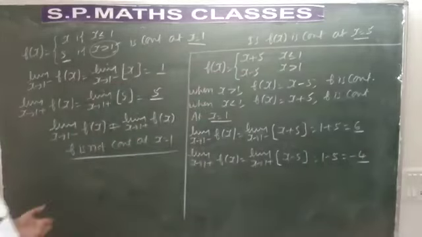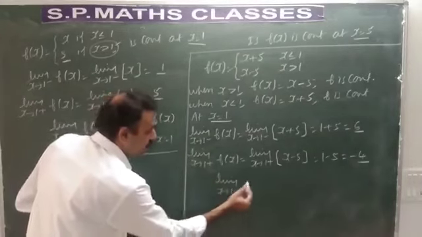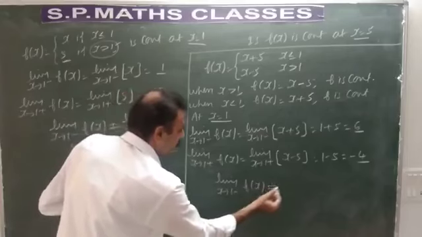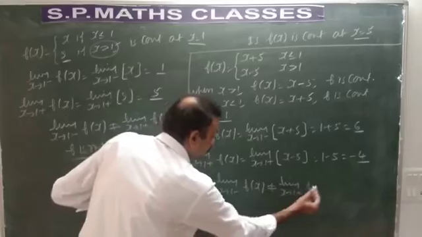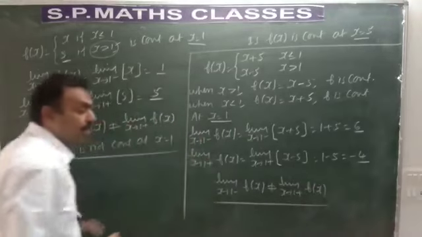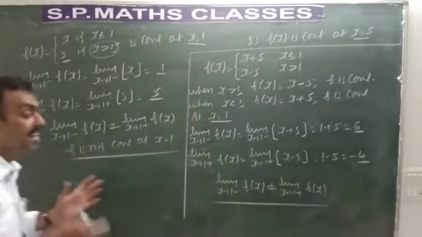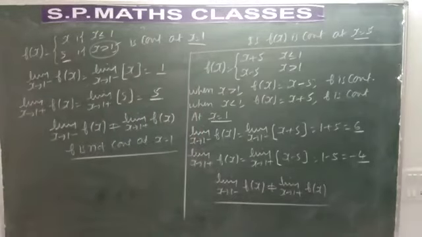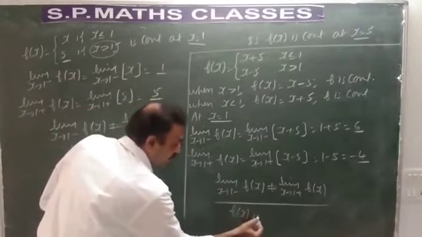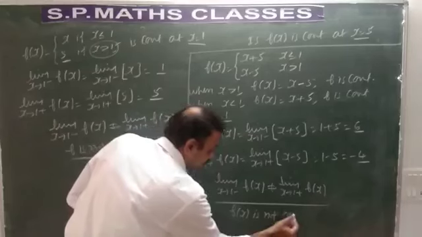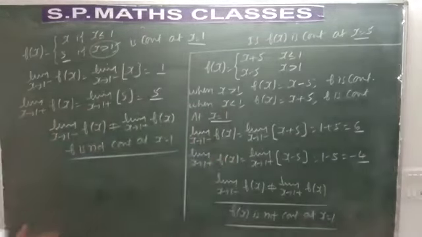What is your conclusion now? My conclusion is the limit as x tends to 1 minus of f of x is not equal to the limit as x tends to 1 plus of f of x. They are not equal. Left hand limit is not equal to right hand limit. Hence, I conclude f of x is not continuous at x equal to 1. I think you have understood the method.